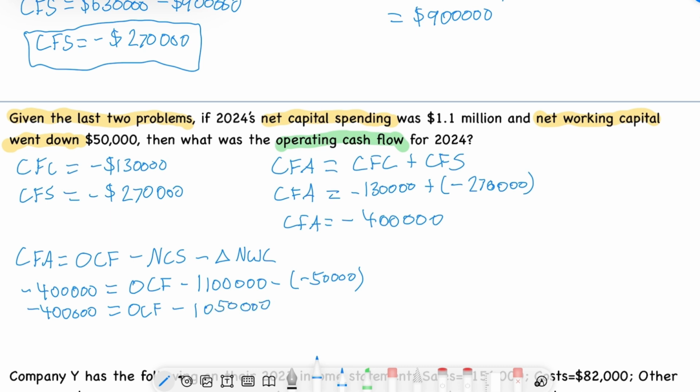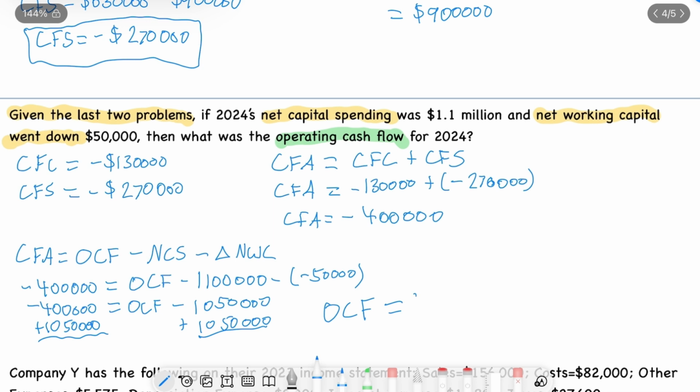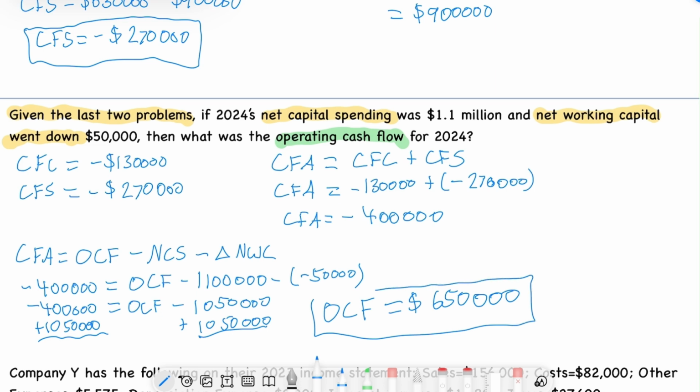Next thing we're going to do is add this to both sides. And we're going to get a final operating cash flow that is equal to $650,000. And that's our final answer.